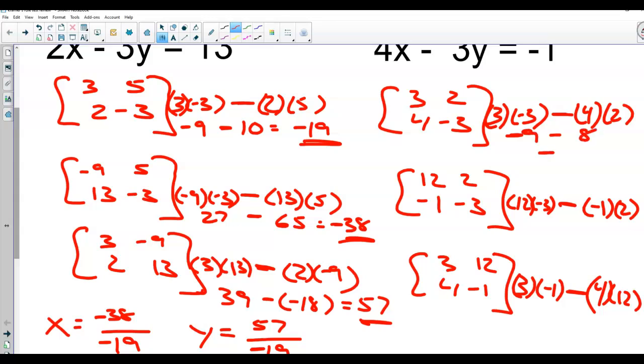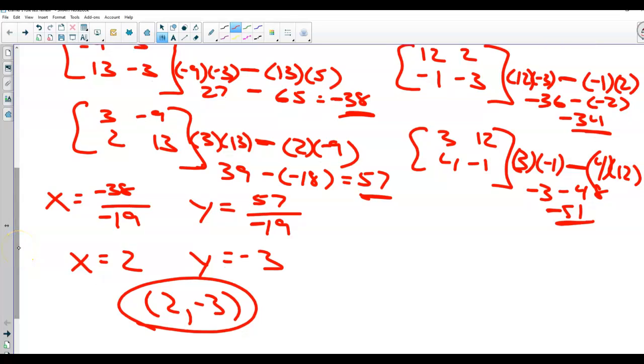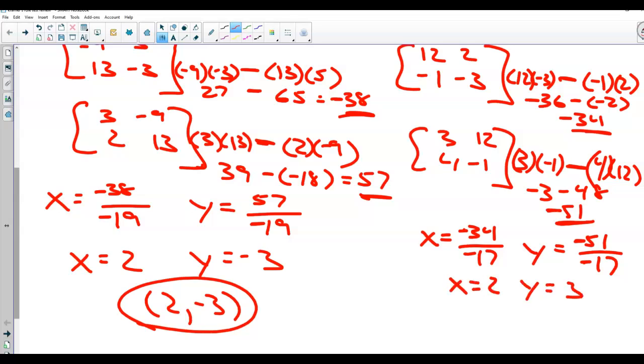Negative 9 minus 8 is a negative 17. That will be my denominator throughout. Negative 36 minus a negative 2 is negative 34. Negative 3 minus 48 is negative 51. X is negative 34 over negative 17. Y is negative 51 over negative 17. X equals 2, Y equals 3. And I can write that answer as a point 2, 3.